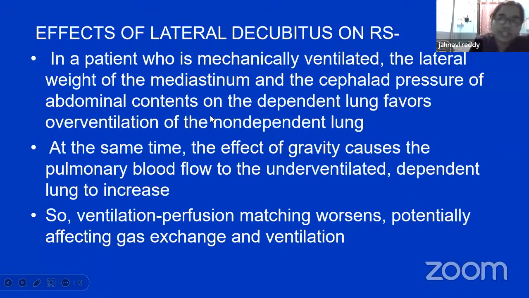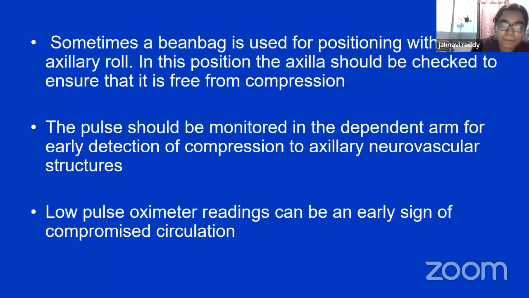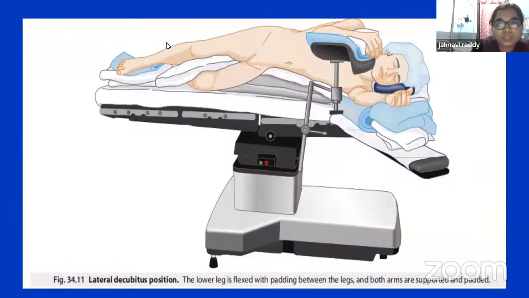Next, we are coming to effects of lateral decubitus position on the respiratory system. In a patient who is mechanically ventilated, the weight of the mediastinum and the cephalad pressure of abdominal contents on the dependent lung favor the overventilation of the non-dependent lung. When the patient is placed in lateral decubitus position, this side is the dependent lung and this side is the non-dependent lung. So the dependent lung is underventilated, and to compensate for that, the non-dependent lung on this side will be overventilated.